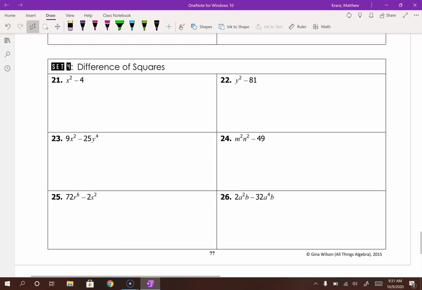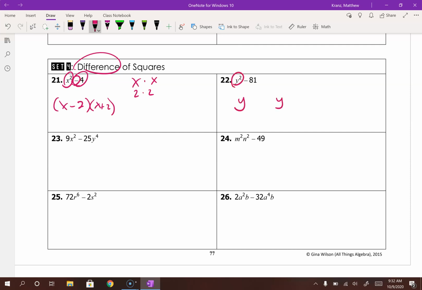All right, difference of squares. Difference of squares says that when the first term is a perfect square, because that's x times x, and 4 is 2 times 2, and whenever you have a negative sign, that's called the difference. This always breaks down into x minus 2, x plus 2. Y squared, that's a y and a y. 81 is 9 times 9, so the square root gives negative 9, positive 9.